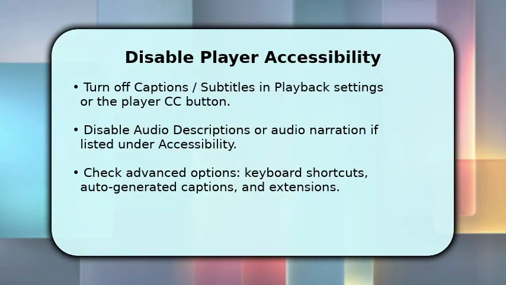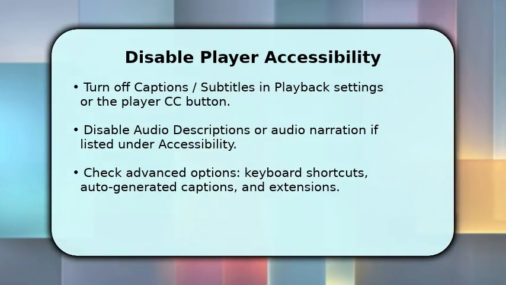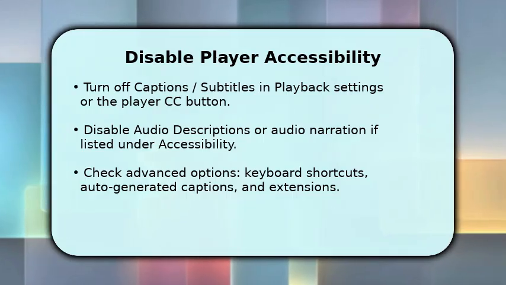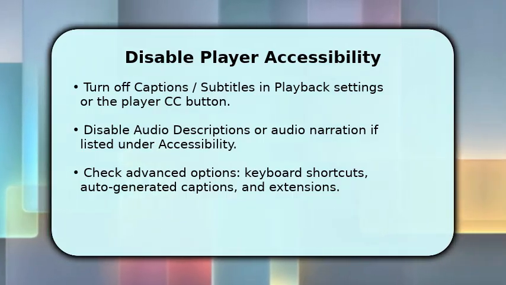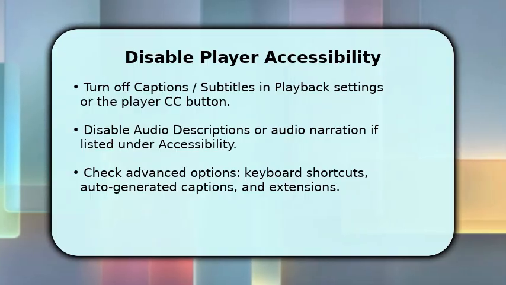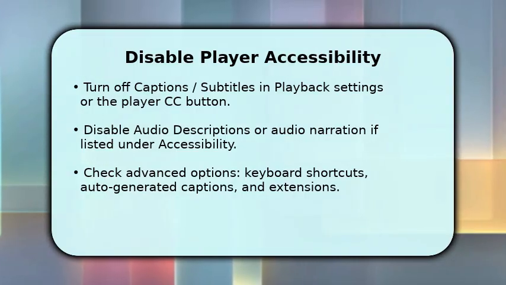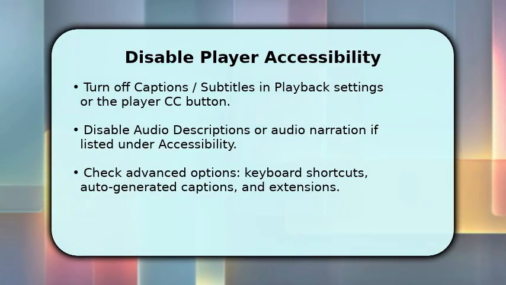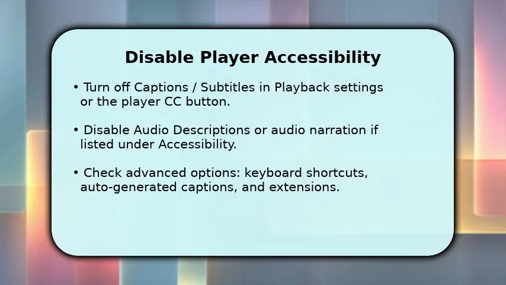Now you'll turn off the player-level accessibility features. In playback settings, toggle captions or subtitles off, or use the CC button on the video player to disable captions for that video. This prevents auto-captioning. Next, disable audio descriptions or any audio narration under accessibility so you stop automatic descriptive audio.